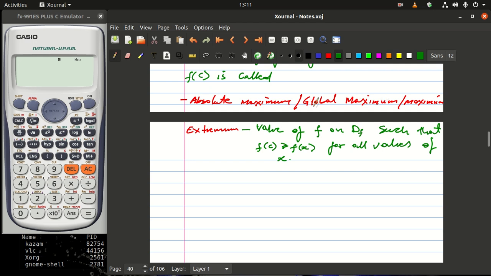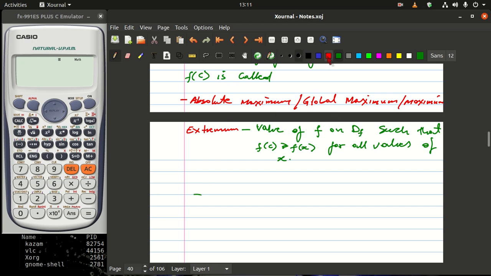So the meaning of this is just saying that if you are talking about the absolute maximum, or a global maximum, or a maximum extremum, it is the highest value this function can have on its domain. It is the largest value this function can have in its domain. That is what an absolute maximum, or a global maximum, or a maximum extremum is actually saying. That's all you need to know.